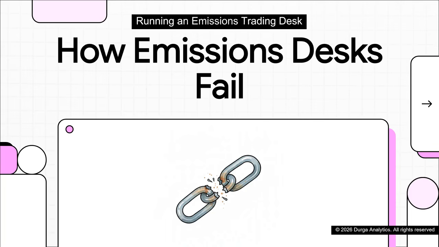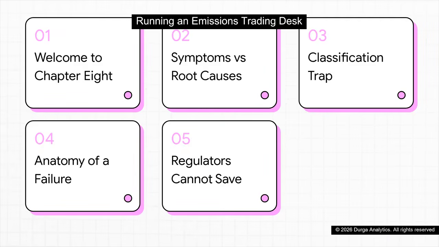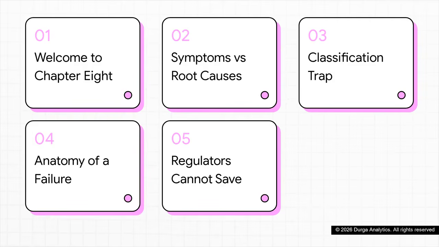We are in Chapter 8 of the Emissions and Carbon Trading Desk Master Program. We've spent our last 7 chapters diagnosing individual faults across carbon desks. But today we are completely flipping how you look at operational risk. Here is a quick look at our agenda. We're talking about symptoms versus root causes, the ungoverned classification trap, the actual anatomy of a desk failure, and finally, why regulators cannot save you. We're shifting from treating isolated operational symptoms to diagnosing the underlying structural diseases that truly cause carbon desks to fail.